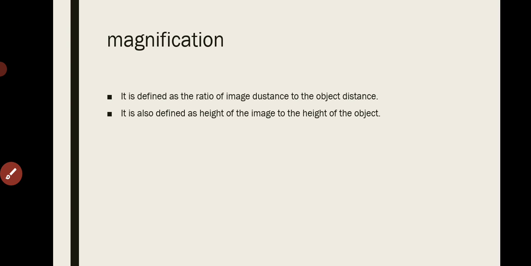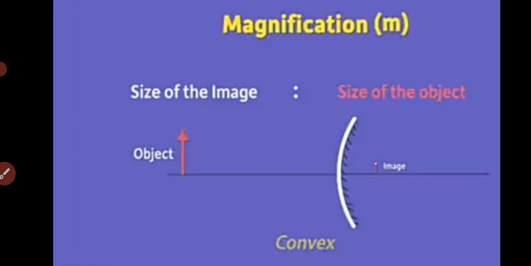Now let us start with magnification. What is magnification? Magnification is simply the comparison of the size or the distances of the image with that of the object. In magnification, we come to know how many times the image is magnified as compared to the object, or its size is magnified as compared to the size of the object. Therefore, it is defined as the ratio of the image distance to the object distance, and it is also defined as the height of the image to the height of the object. So, the size of the image and the size of the object.